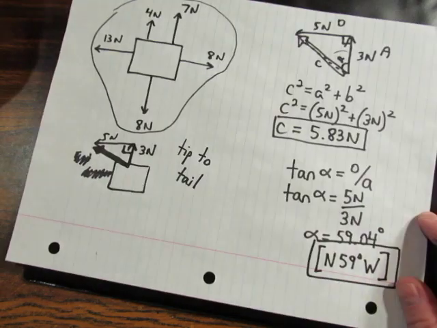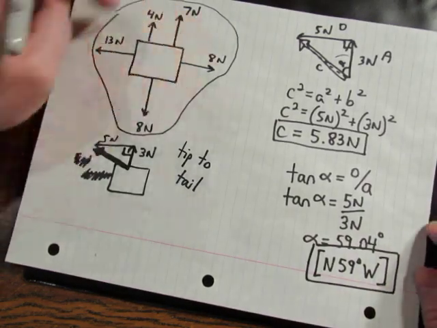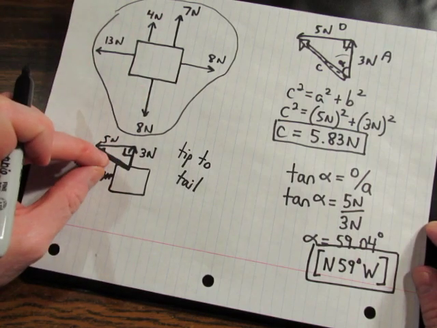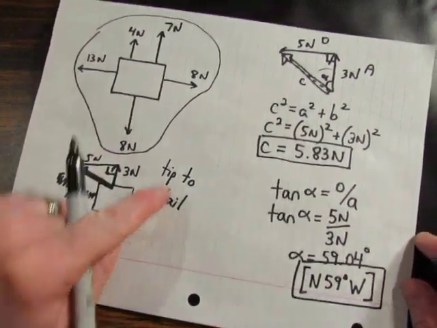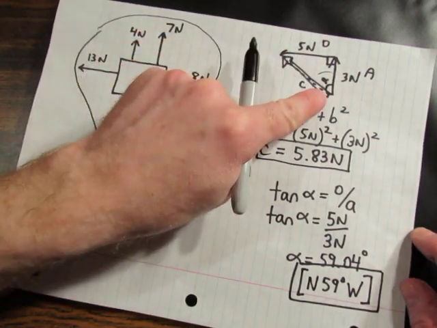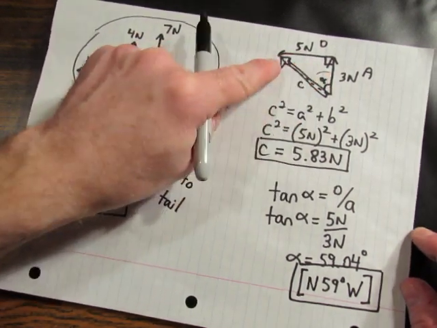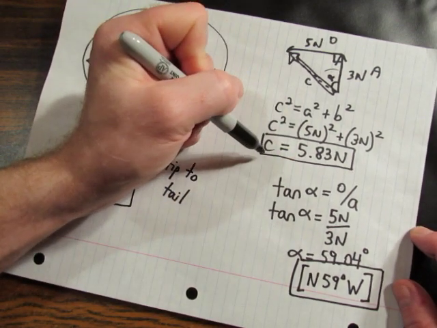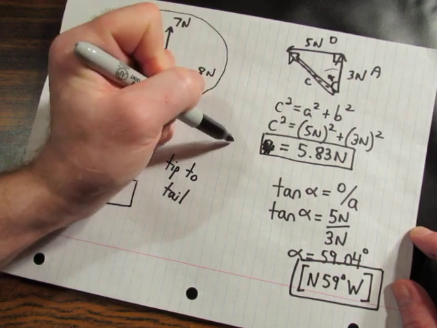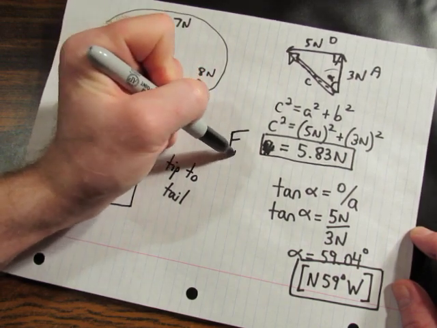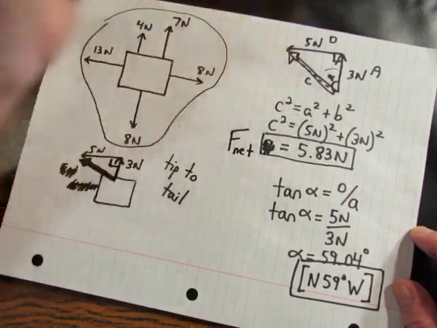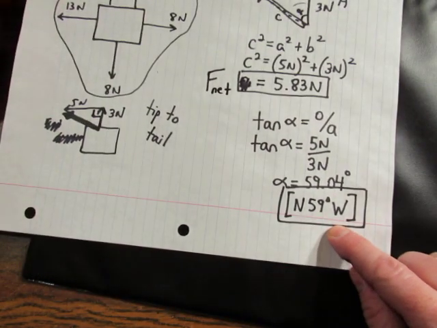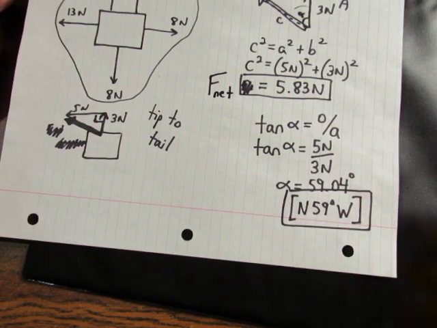So this is a bit of a mess, but in the end we've taken all 5 of these vectors, represented them as just 2 vectors, arranged those 2 vectors tip to tail, and taken side C of that right angle triangle to get the magnitude of the final answer. Now I called that C, but really it isn't side C. What that is, is the net force. So the net force in the end is 5.83 newtons, and the direction is north, 59 degrees west.